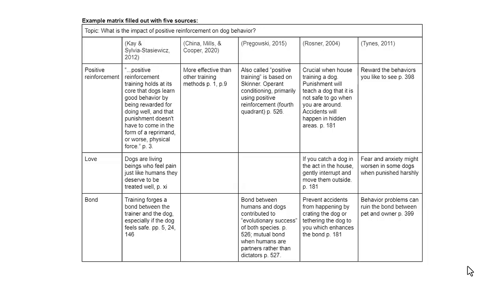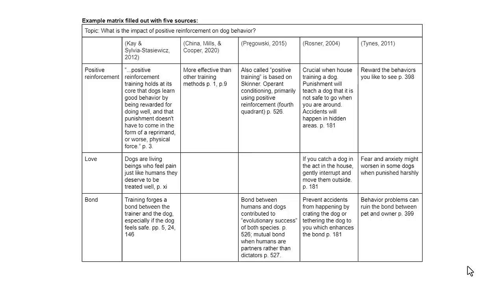Here is a completed synthesis matrix, although it is abbreviated for the purposes of this video. The research topic is the impact of positive reinforcement on dog behavior. The matrix uses 5 sources on the topic, columns 2 through 6. It's captured 3 ideas from the conversation on this topic: positive reinforcement, love, and bond, which you can see in rows 3 through 5. The cells contain short descriptions of how that source discusses the topic.